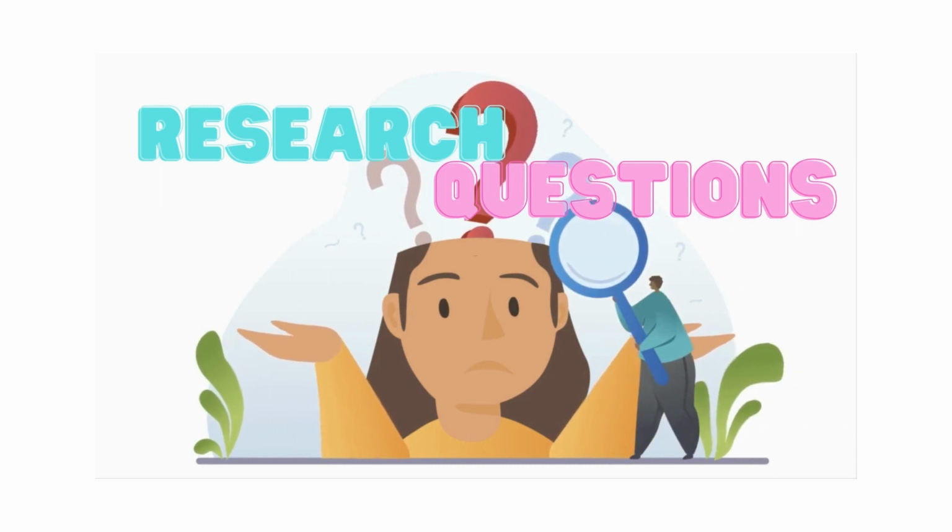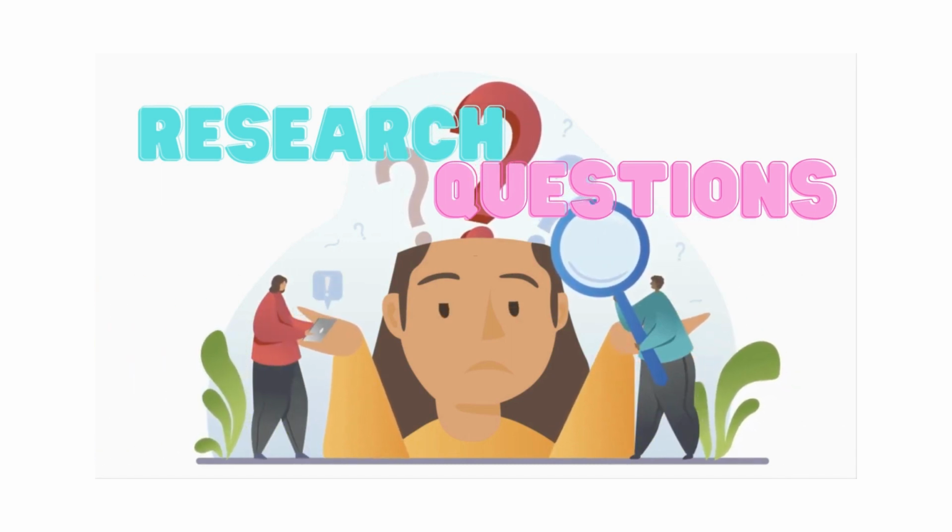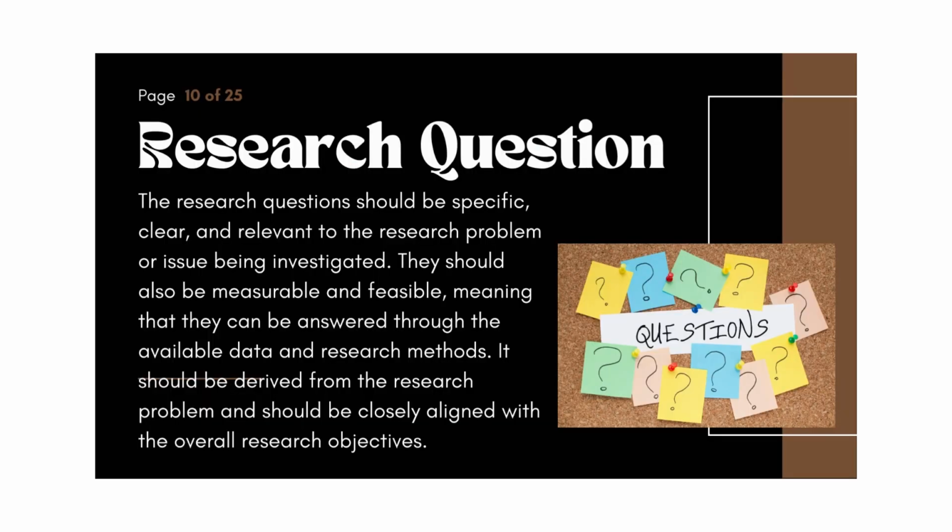Step 4 is developing a research question. Develop a research question that defines the focus of your investigation. Your research question should guide your entire project. The research questions should be specific, clear, and relevant to the research problem or issue being investigated. They should also be measurable and feasible, meaning that they can be answered through the available data and research methods.